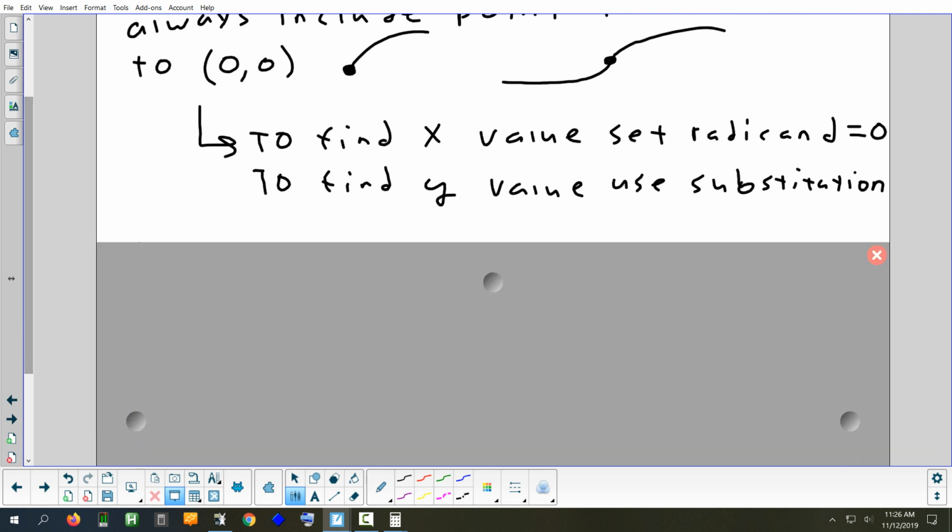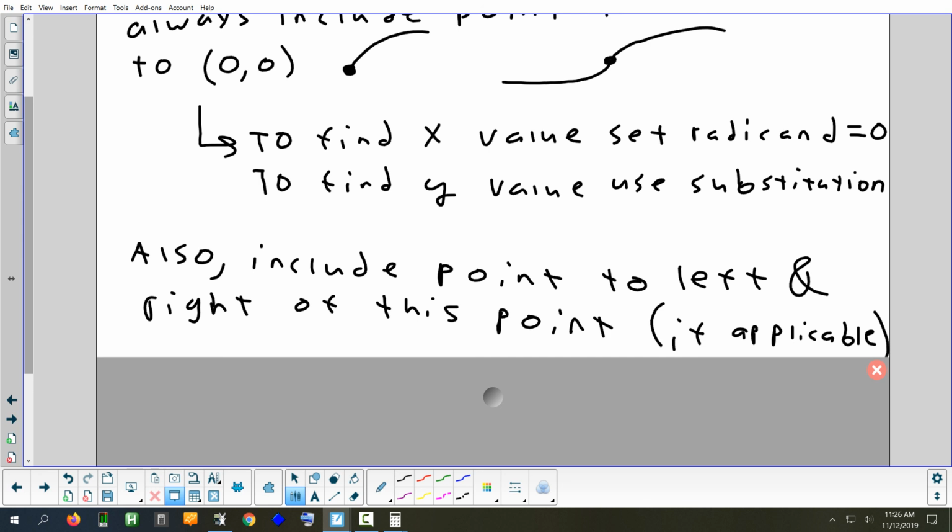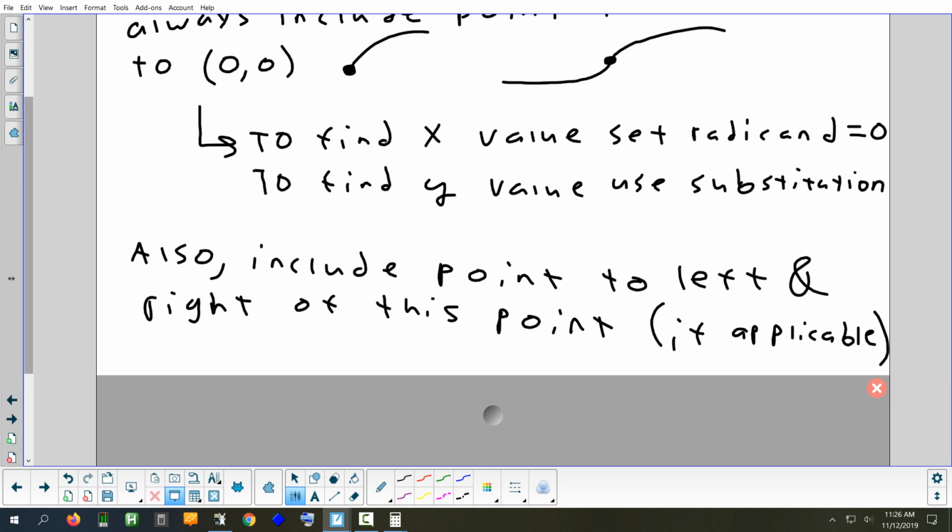Now, that point by itself isn't enough. That's only one point. You need some more. How many more? Depends on the problem. So get some more points. Use the table on your calculator.